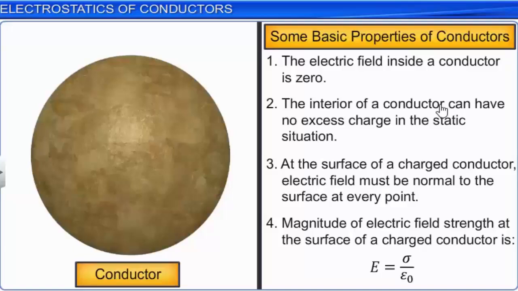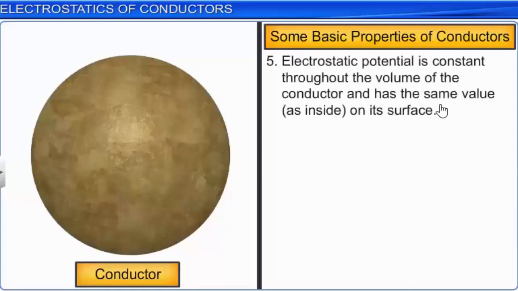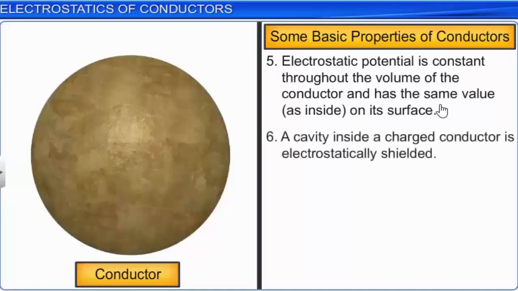Electrostatic potential is constant throughout the volume of the conductor and has the same value as inside on its surface. A cavity inside a charged conductor is electrostatically shielded. Now, let us look at each property in detail.